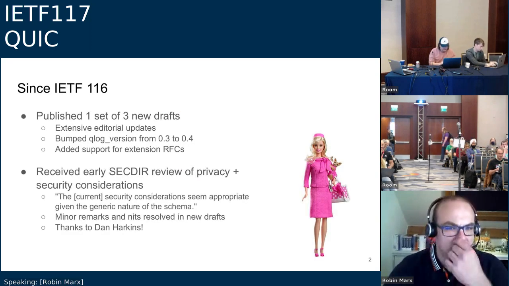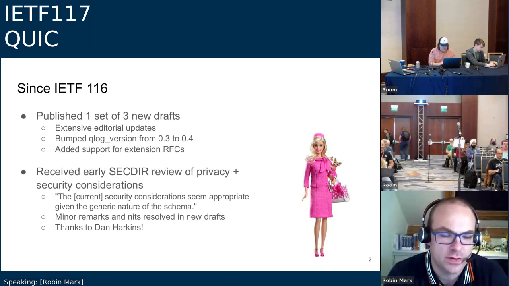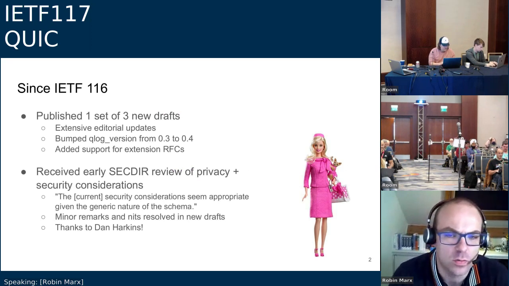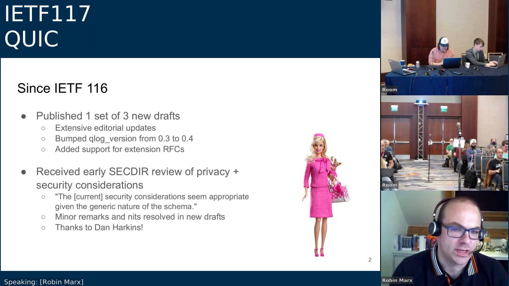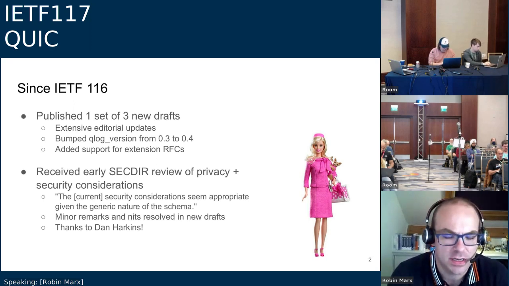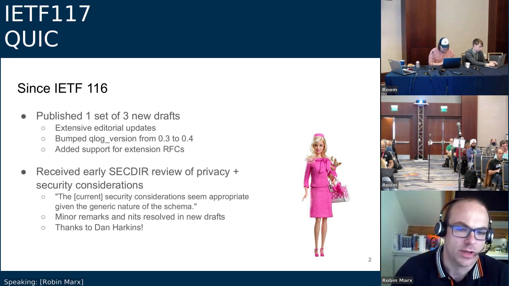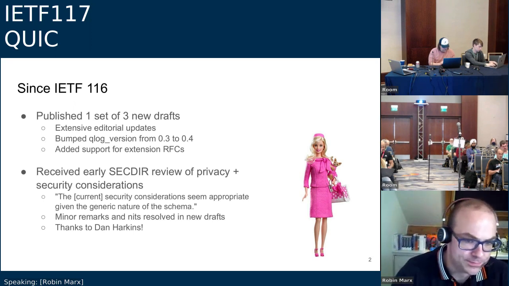There we go. So, updates since last time. We had a little bit of work, especially editorial updates. We did have some breaking changes, so we up the version number, more on that in a second. One of the biggest changes is that we now have support for all of the extension QUIC and H3 extension RFCs that we decided last time that we would include in the main documents. Additionally, we also had an early SecDir review, thanks to Legally Blonde Barbie there, and especially Dan Harkins as well. No issues were found specifically around security and privacy for now, and other recommendations were pushed through in this version as well.